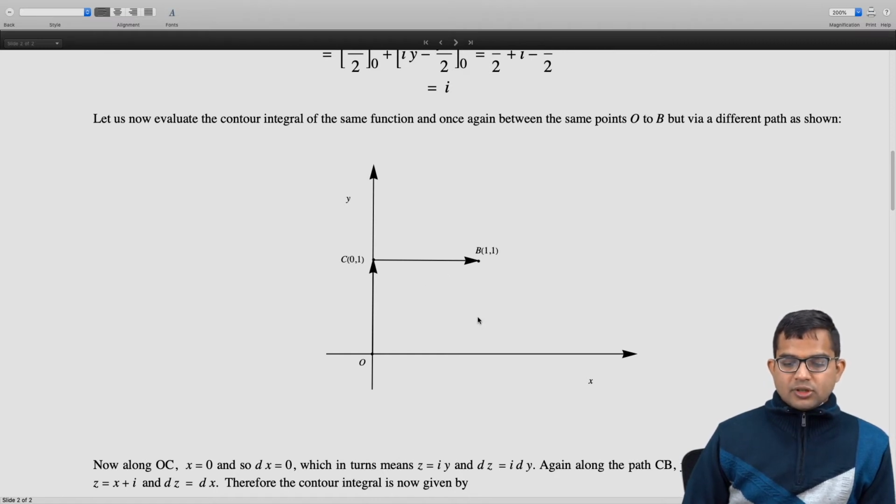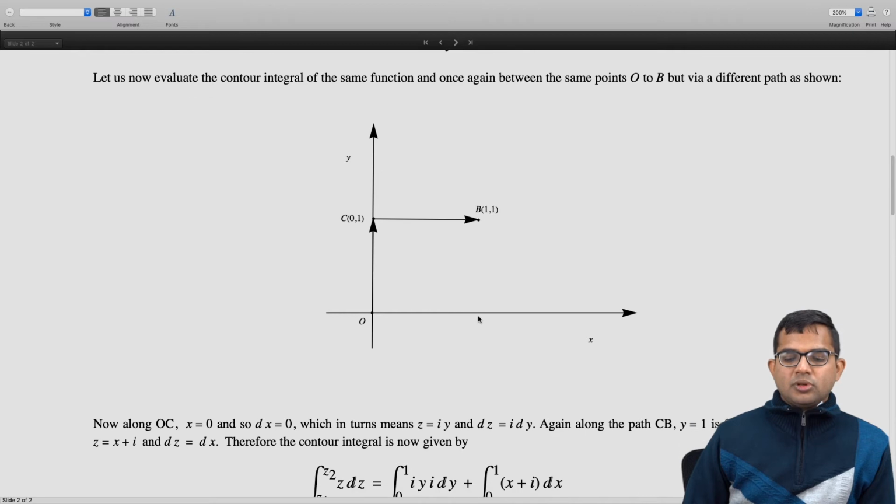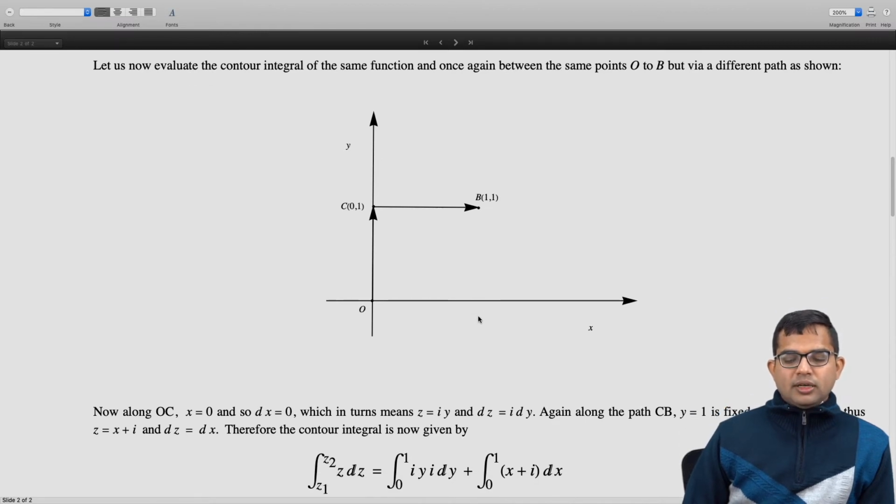So this time the contour integral again is made up of two regular integrals which I have to sum, and here it's going to be 0 to 1 i times y, i times dy. Because i times y for this path is z, and i dy is dz, and the second integral is going to be 0 to 1 x plus i times dx.